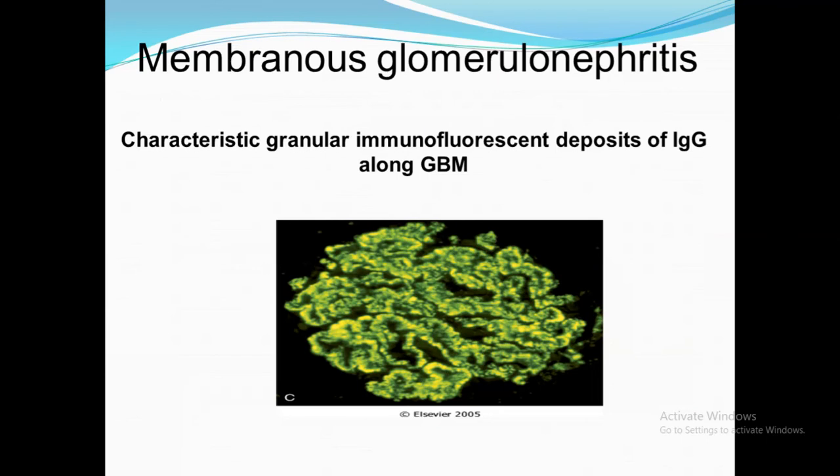As we mentioned, we sometimes need immunofluorescence to see the green emission of the deposits. Here we have membranous glomerulonephritis, and we see the deposition of IgG antibodies along the glomerular basement membrane. So this is immunofluorescence showing deposition of immunoglobulin G along the glomerular basement membrane.